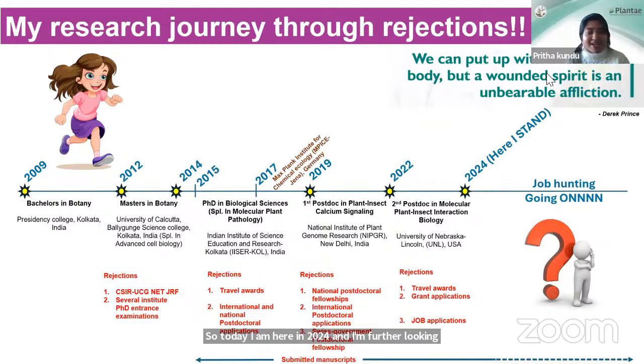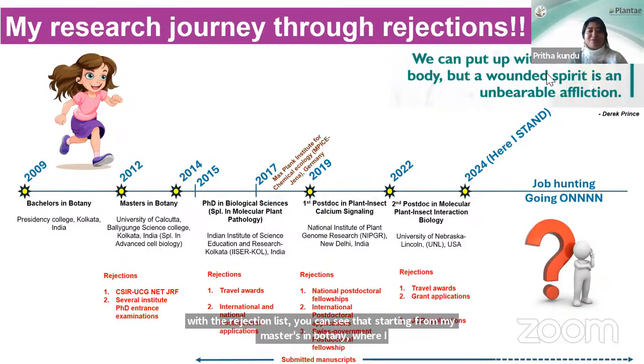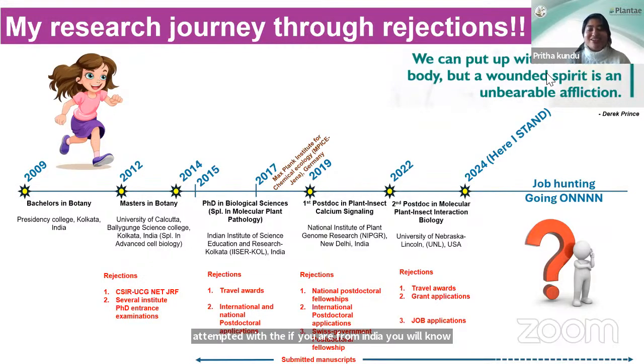And if you see the rejection list, you can see that starting from my master's in botany, where I attempted, if you are from India, you will know CSIR NET. I attempted thrice and I got rejected. I got the LS, but not the JRF. And then several entrance exams I applied, I did not get. In the PhD, I applied for several travel awards, SERB and so on, and I did not get it.